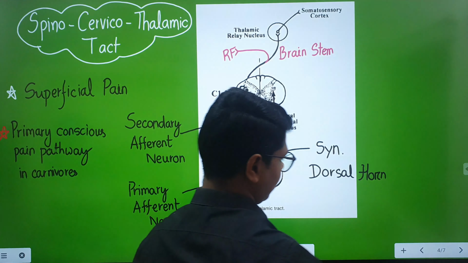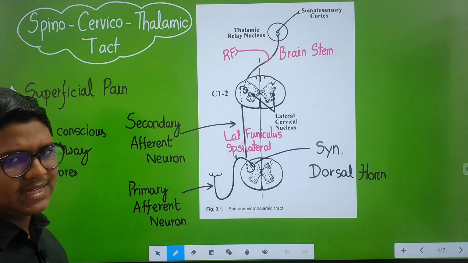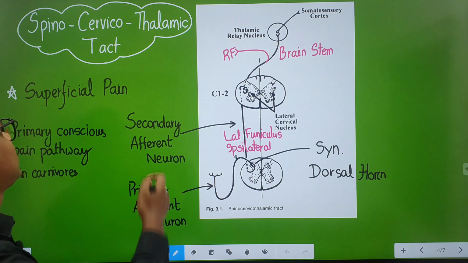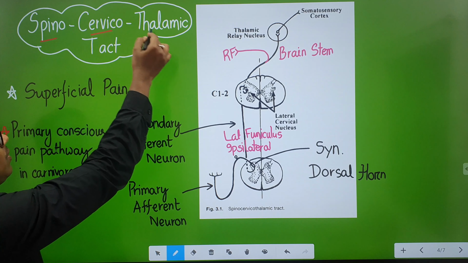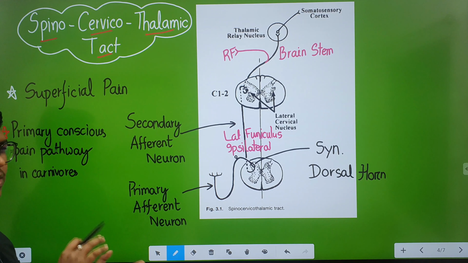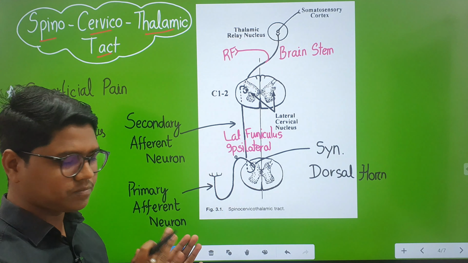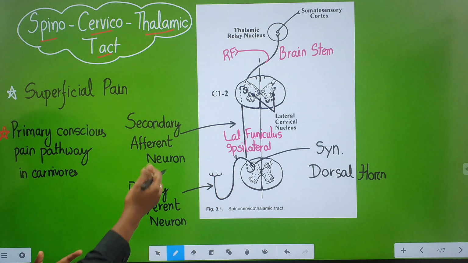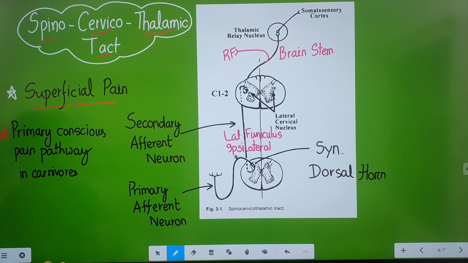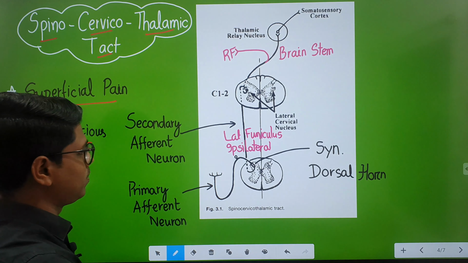Next we will go to the pain pathways. There are basically three pain pathways. The first one is the Spino-Cervical-Thalamic tract. We will not go into so much detail, only how it works. It is responsible for superficial pain. This is the primary conscious pain pathway for carnivores. Remember this one, it may come as an objective question.